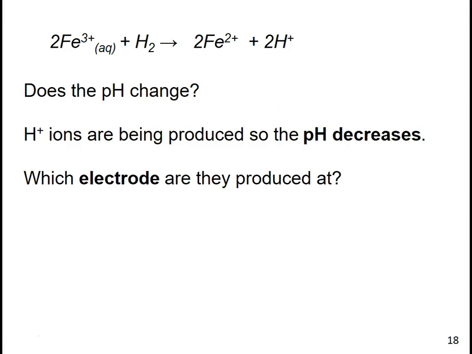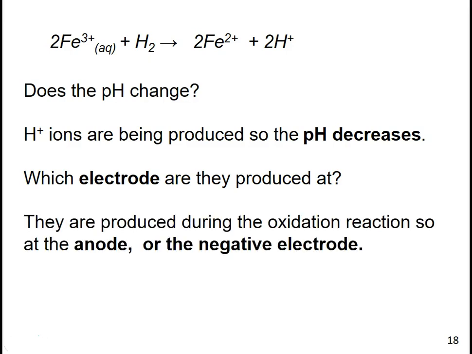Which electrode are they produced at? Alright, so hydrogen was undergoing oxidation. I'm not sure if I've got it written down. Oxidation happens at the anode or at the negative electrode, depending on what the question asks.